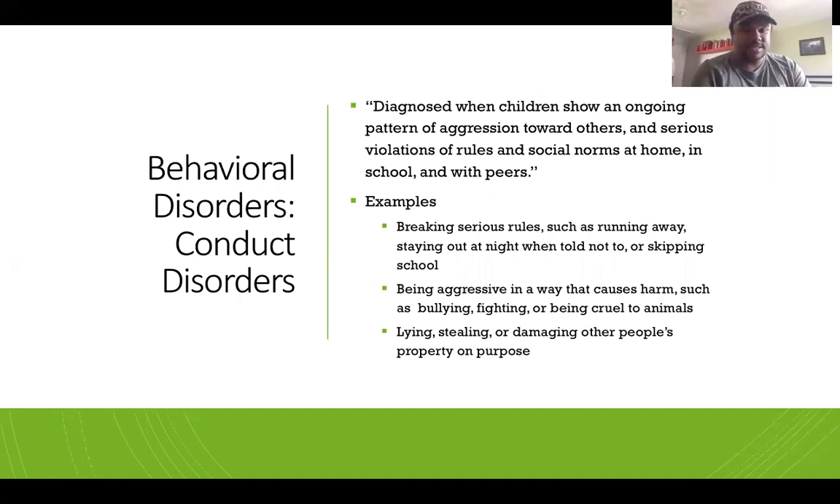So again, this is the definition from the CDC, and the examples that they give are breaking serious rules like running away, staying out at night when told not to, or skipping school, being aggressive in a way that causes harm, such as bullying, fighting, being cruel to animals, lying, stealing, or damaging other people's property on purpose. So these things are more acting out compared to what we'll be going over next with the emotional side of things. The behavioral ones are easier to spot for sure. Like if a kid's acting up in your class, or if a child is having possible criminal activities happening, that stuff's really easy to pick up on, and it's really easy to say, hey, maybe we should try and diagnose this.